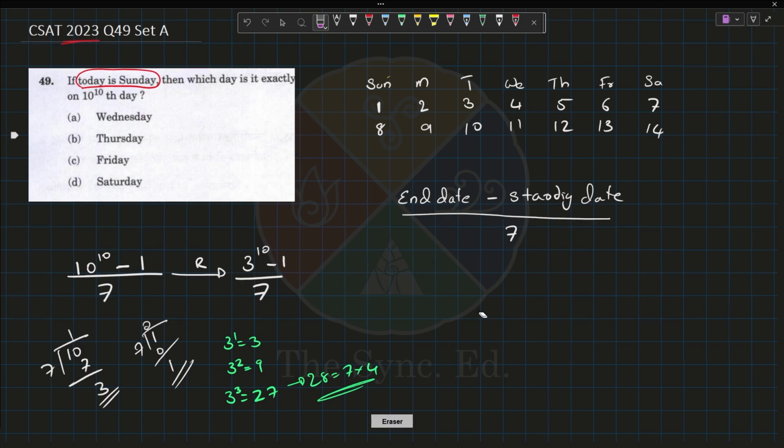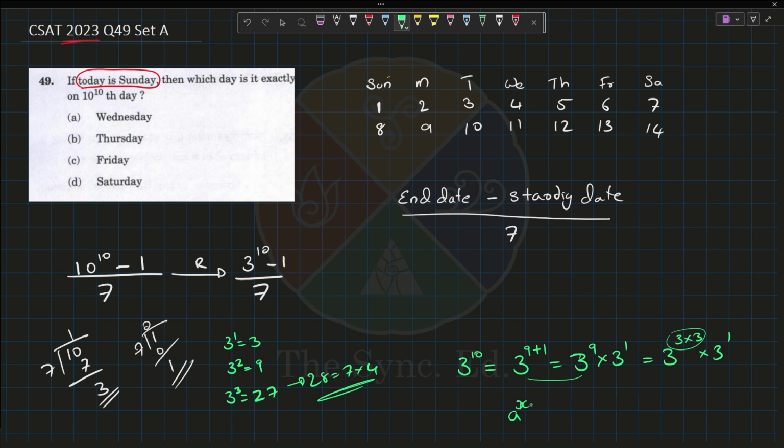How to do that: 3 raised to 10 basically means 3 raised to 9 plus 1, which is 3 raised to 9 into 3 raised to 1, which is 3 raised to 3 into 3 into 3 raised to 1. 3 into 3 basically means 9. Before that, how did I split this thing from here? a raised to x plus y simply means a raised to x into a raised to y.